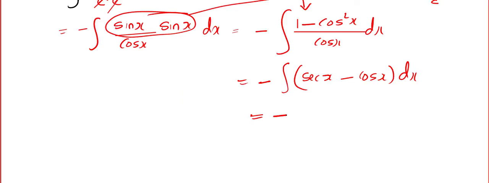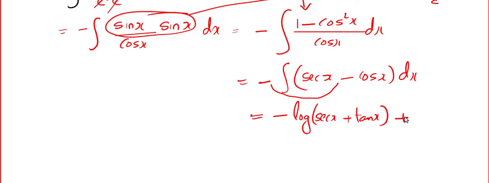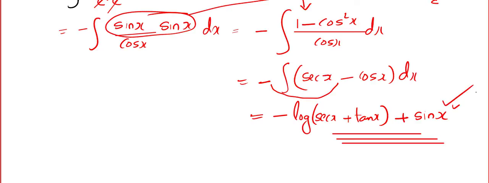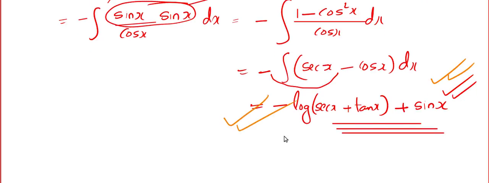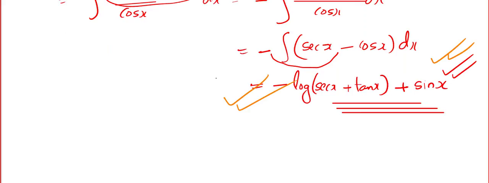So the first one is minus integral sec x, so log sec x plus tan x. Now this minus and minus will be plus, and integral cos x is sin x. We want this, we'll put a few tick marks with different colors so that we can recognize it later. So this is my u1.